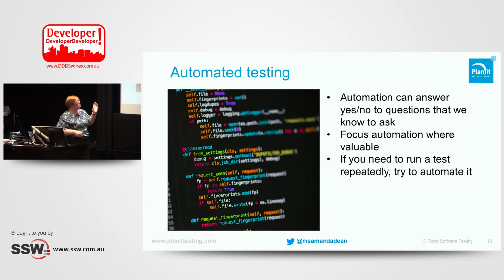So as I've set up the top, test automation can answer yes/no questions to things that we know to ask. And that's really important. It can only tell us what we ask it. And it can only say yes or no. Is this button there? Does this do what we expect? Does it answer that function? That's all it can tell us. It doesn't mean automation is bad. Automation's really important. We just need to use it in an appropriate manner.